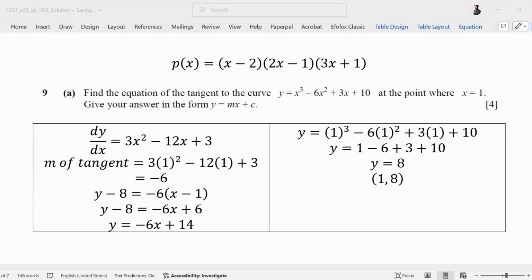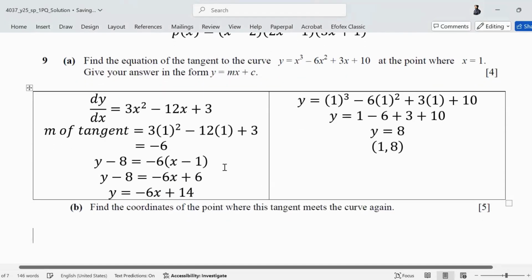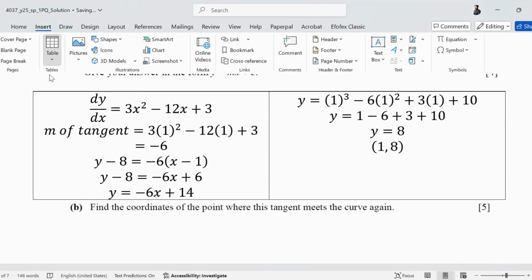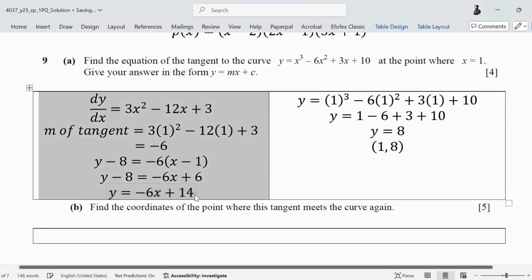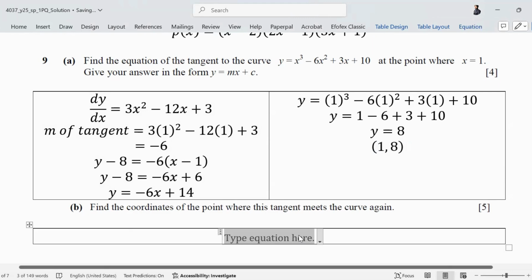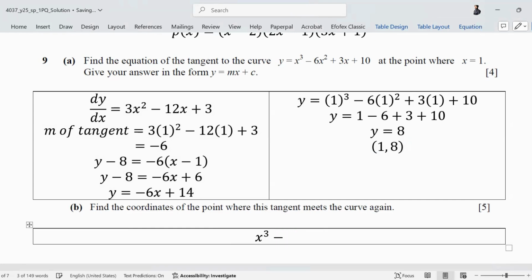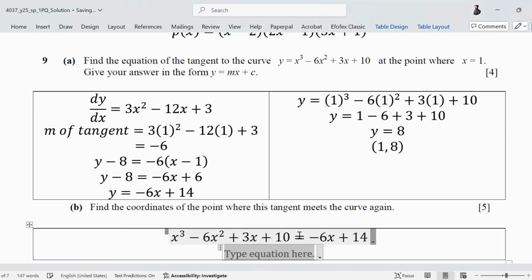And now the question is asking us the coordinates of the point where this tangent meets the curve again. So this is the equation of the tangent, and I already have the equation of the curve. I already know one point where it meets the tangent, which is (1, 8). So I can find the points of intersection by simultaneously solving the two equations. One is the equation of the curve, both are equal to y, so I'll just be equating them. And the other is minus 6x plus 14. So if I simplify this, x cubed minus 6x squared plus 9x minus 4 is 0.